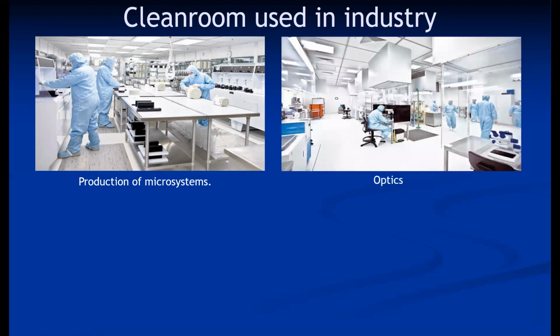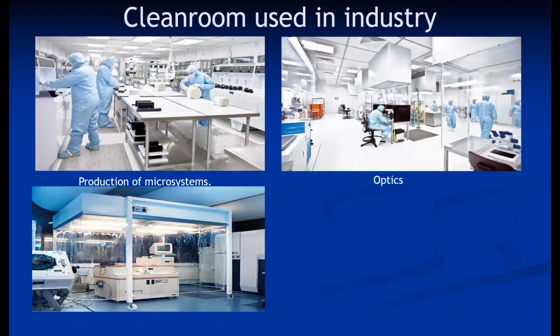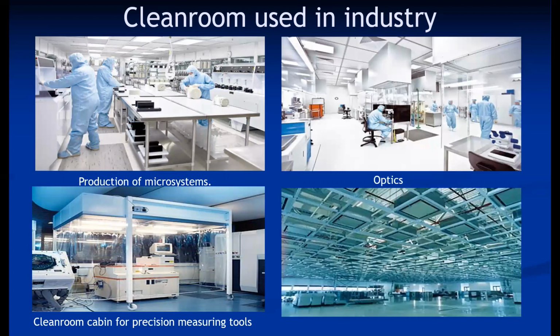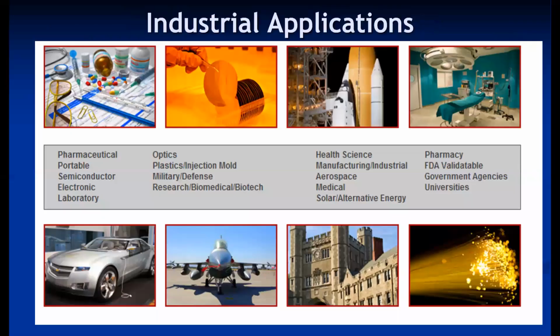You can see this is for optics. Then this is for precision measuring tools. These are some typical layouts of the clean room used in industries. This is a large layout in microelectronics manufacturing. Clean rooms are not only small units; bigger, large units are also provided with the clean room concepts. These are some various layouts of the clean room for your information.